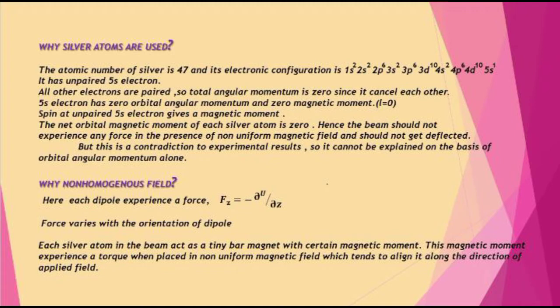In this case, each silver atom in the beam acts as a tiny bar magnet with a certain magnetic moment. This magnetic moment experiences a torque when placed in a non-uniform magnetic field, which tends to align it along the direction of the applied field. So we are using a non-homogeneous magnetic field here.